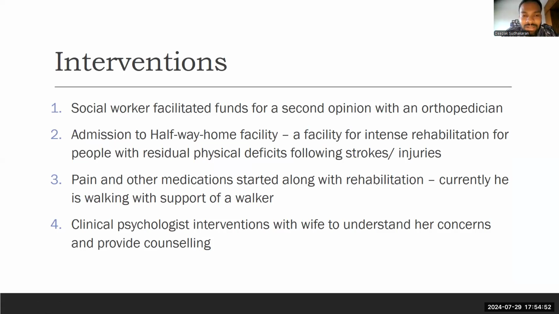We facilitated funds to get a second opinion with an orthopedician. We visited a private orthopedician this time because he would have time, and we sent a person along. They were able to interact with the doctor and understand what the issues are, what needs to be done, and what the way forward is. So a proper conversation with the doctor happened.